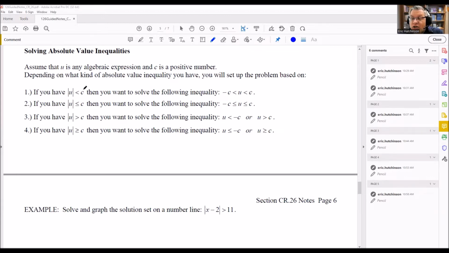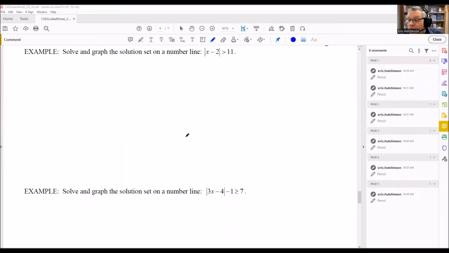So if you have an absolute value that's either less than or equal, that's going to turn into a compound inequality. But if you have a greater than or equal to, then it turns into two separate disjointed inequalities like that with the word or written in between. So of course, if you have a less than or equal to, you'll use the appropriate sign on these. So with that, let's go ahead and do a few examples now that we know what format we should be following here.